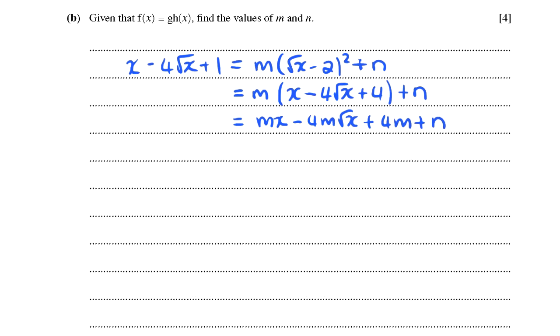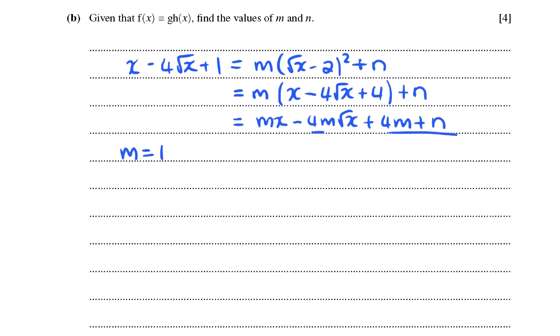All right, well, we have a quadratic with x and root x. We have another quadratic with x and root x. So the coefficients have to be the same. This is the constant at the end. Coefficient of x is m, and the coefficient of this one is 1, which means that m has to equal 1.